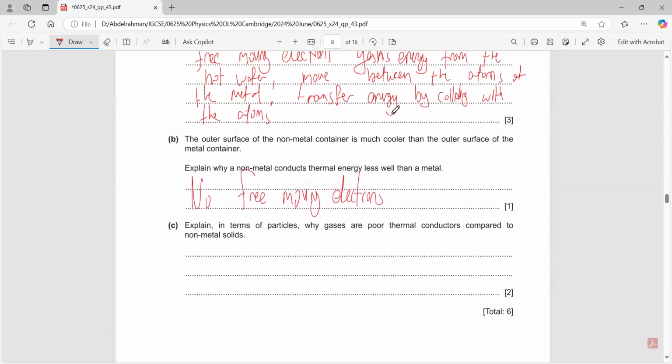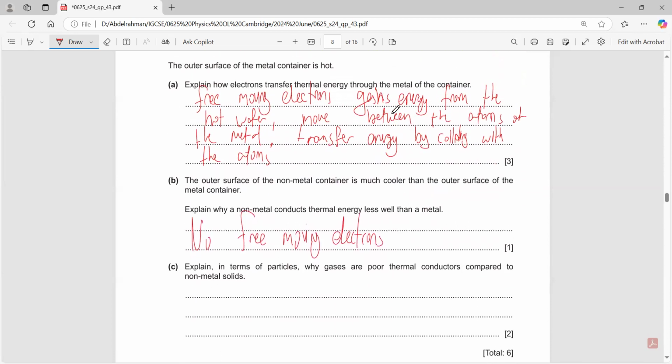Explain in terms of particles why gases are poor thermal conductors compared to non-metal solids. So gases are even worse conductors of thermal energy. Why is this so? Because of the distances between the gases. You have large distances between the gases, which causes them to collide less frequently.